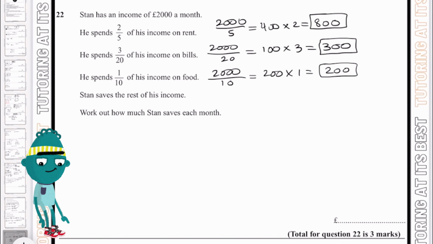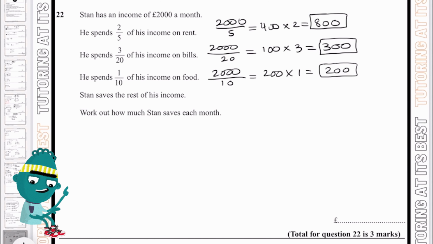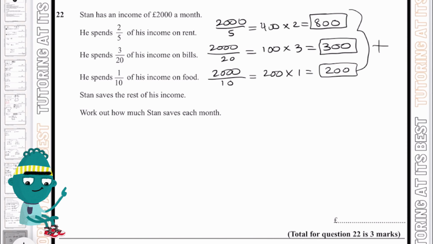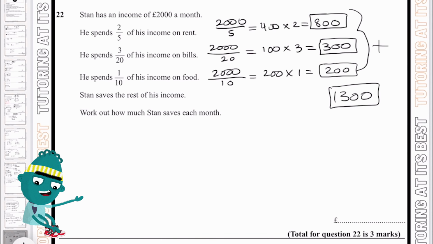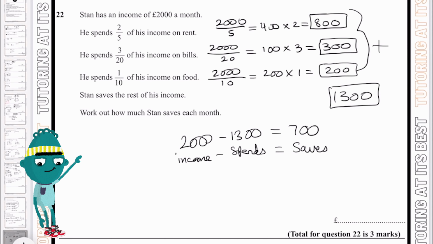But then he saves the rest of his income. So let's now work out how much he saves each month. So let's add up this section here, which is now £1,300, and we'll subtract it from 2,000. And that gives us £700 that he saves. So then we've done income, take away expenditure, which gives us how much he saves, and that is our answer.